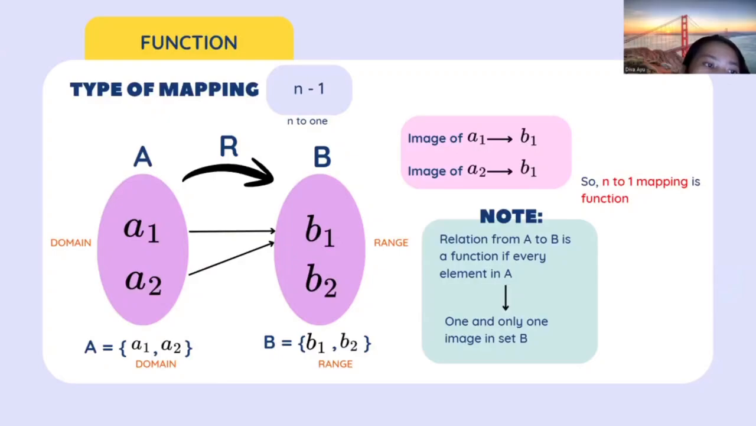Next, let's move on to the third type of mapping. Here is the arrow diagram for many-to-one mapping. Notice that A1 and A2 both have the same image, B1. Can you tell me if the relation will be a function in this case? If the mapping is many-to-one, then the relation is a function. This is because every element in set A has one and only one image in set B. It doesn't matter even if it's the same image; the relation will be a function in this case.